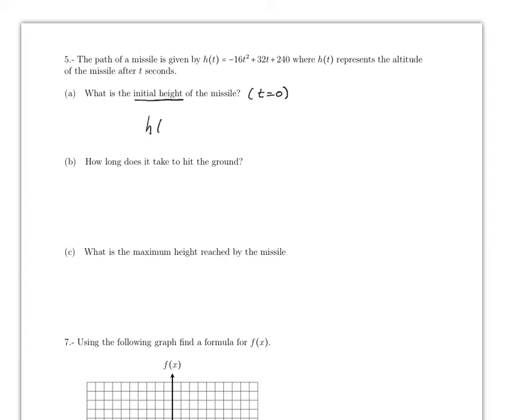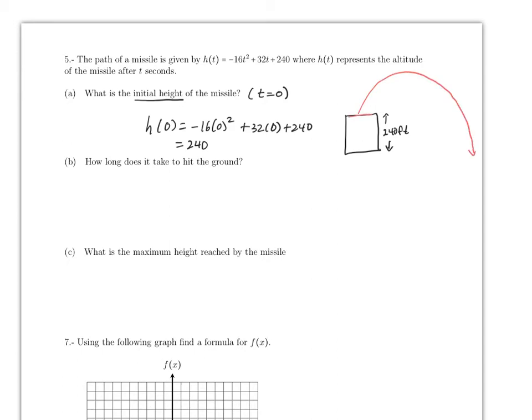So therefore, how much is h of 0? This will be minus 16 times 0 squared, minus 32 times 0 plus 240, which is equal to 240. So what this means, so that it makes sense, you have a building that is 240 feet high, and that's where you are throwing the missile from. Okay, so that's what it means. So this is time equals 0. That's what's going on.